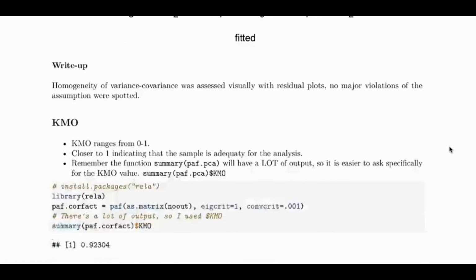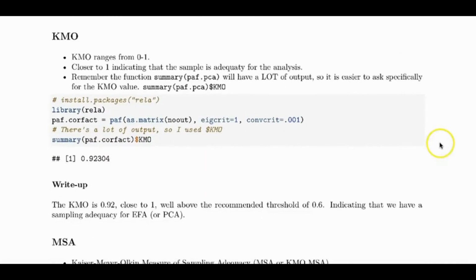Now we're going to go into the assumptions specific to factor analysis. First we're going to check the KMO, the Kaiser-Meyer-Olkin criterion. It ranges from 0 to 1. Closer to 1, it's indicating that the sample is adequate for the analysis. It could be PCA, EFA.